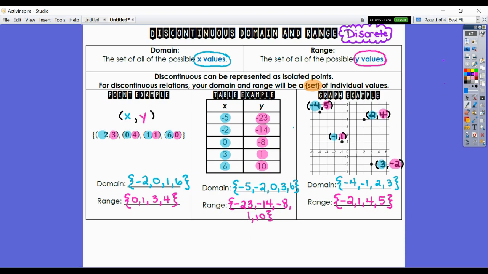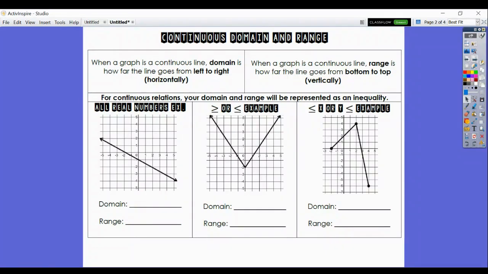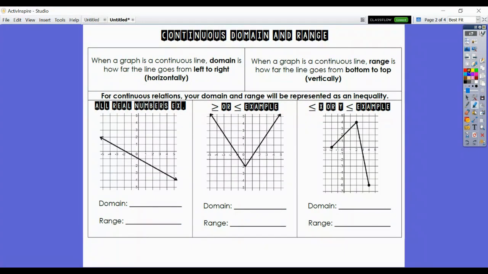Alrighty, now we're going to look at continuous functions. For continuous functions, domain and range, you have to do something differently. When a graph is a continuous line, domain is how far the line goes from left to right. That's looking at it horizontally. I'm going to highlight or circle left to right here. Really going to be important.